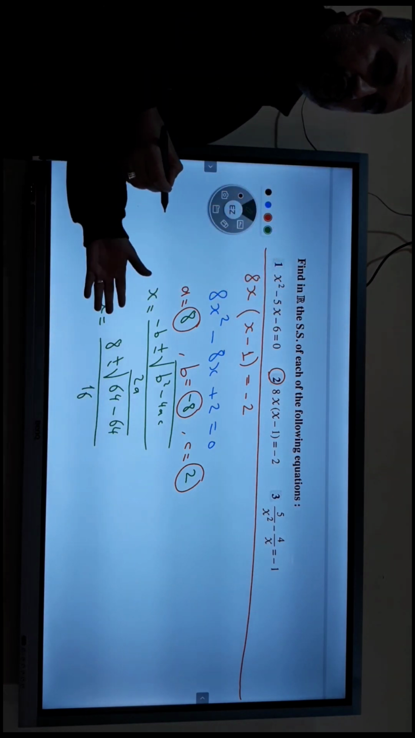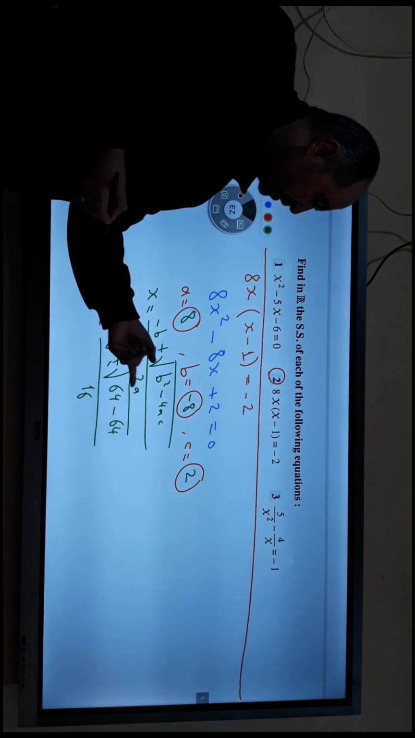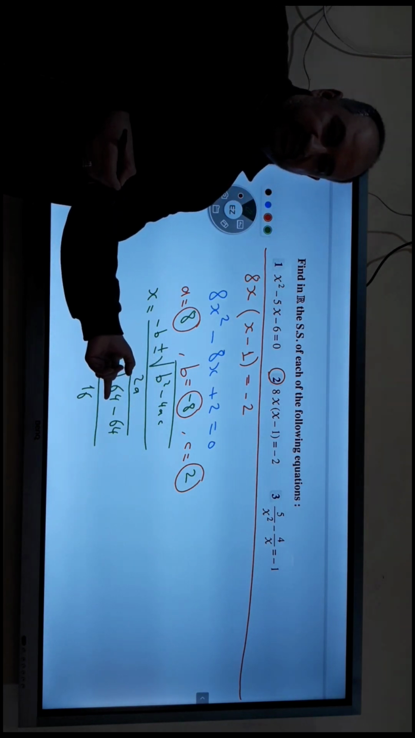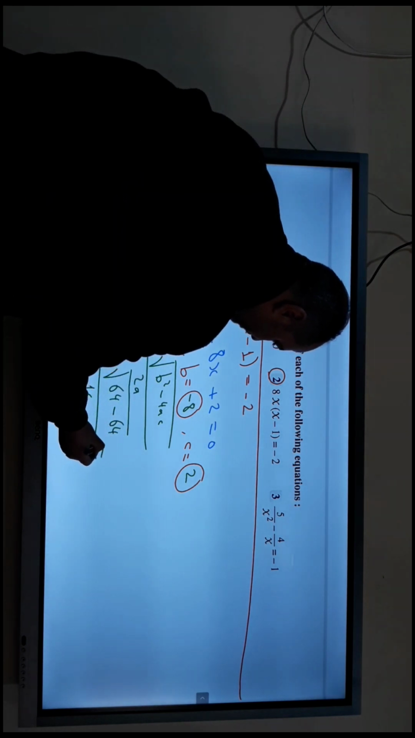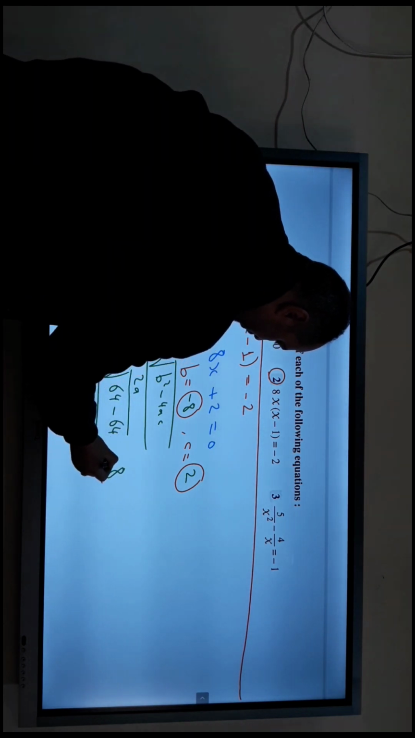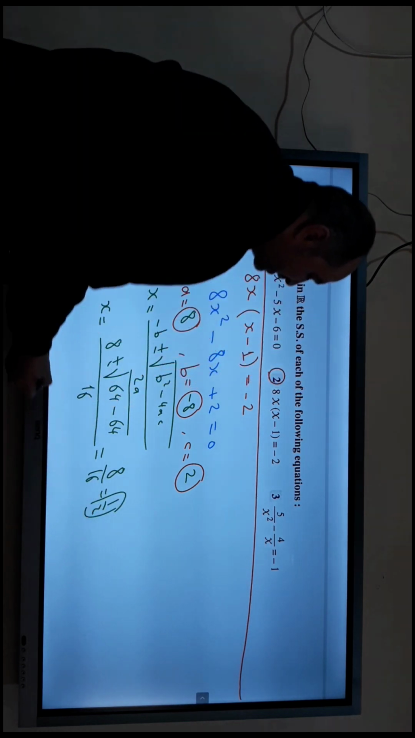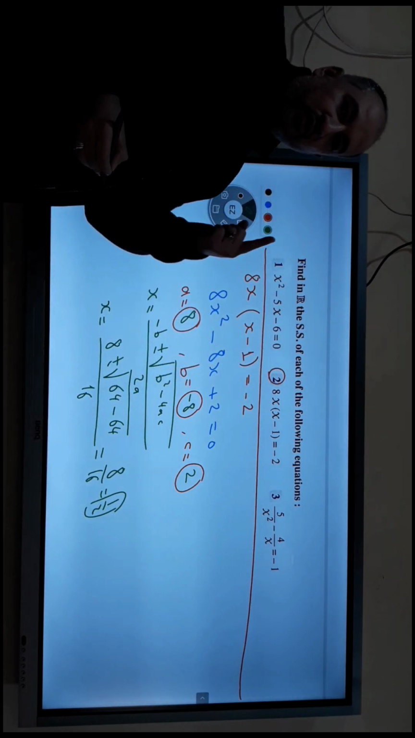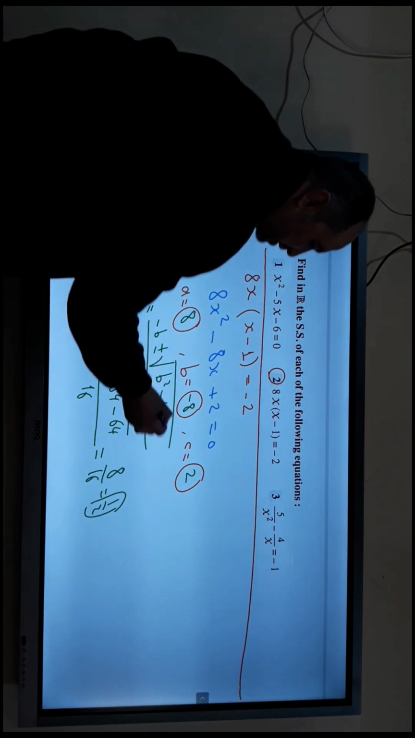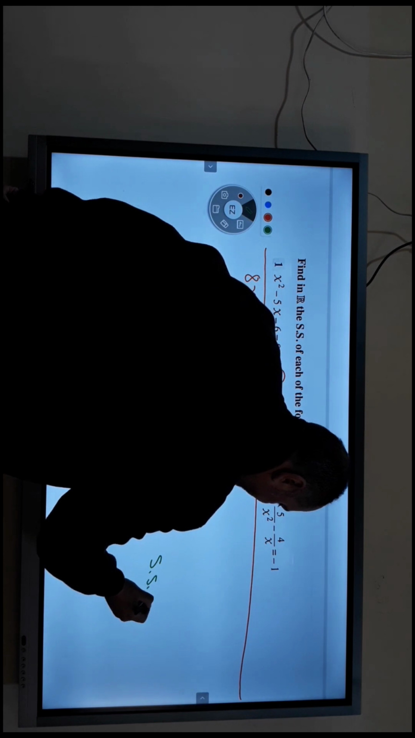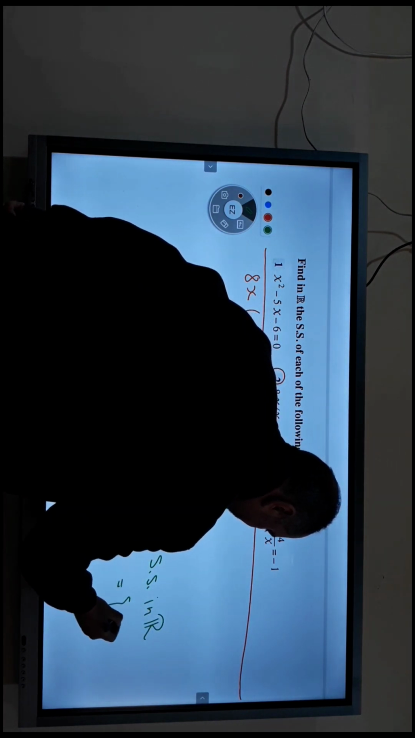What do you observe now? This root equals 0. Square root of 64 minus 64 is equal to 0. Then x is equal to 8 over 16, equal to half. Then we have one solution. Then the solution set in R is equal to half.